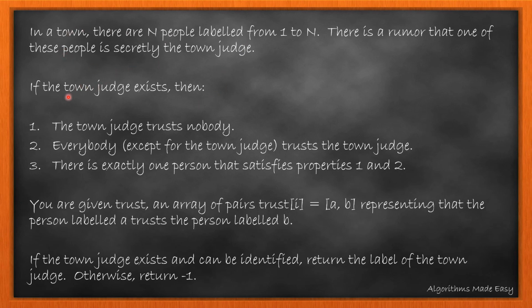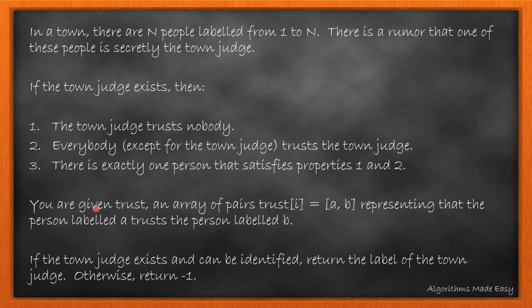If the town judge exists, then we are given three conditions. First, town judge trusts nobody. Second, everybody except for the town judge trusts the town judge. And third is that there is exactly one person that satisfies properties 1 and 2.